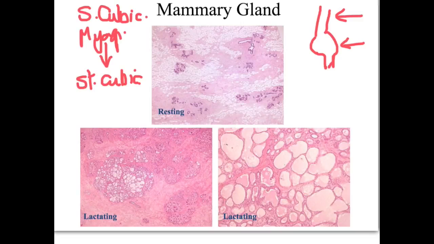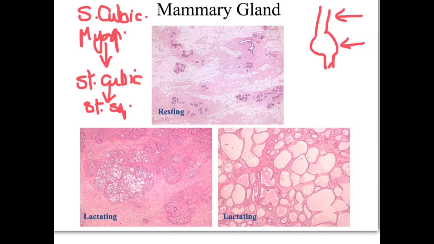And then at the terminal part that opens on the surface of the skin, it is stratified squamous, like the skin. So the lining in the duct starts with simple cuboidal, like most ducts, with myoepithelial cells. And of course, don't forget these myoepithelial cells, we also saw them in the salivary glands. After that it changes to stratified cuboidal at the lactiferous sinus, and finally it opens by stratified squamous epithelium on the skin.